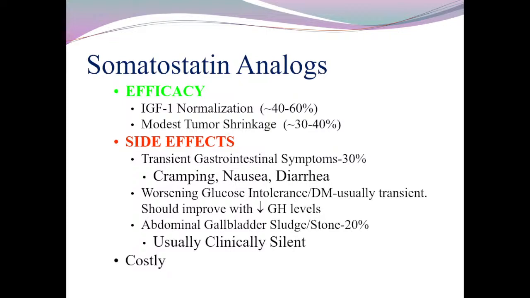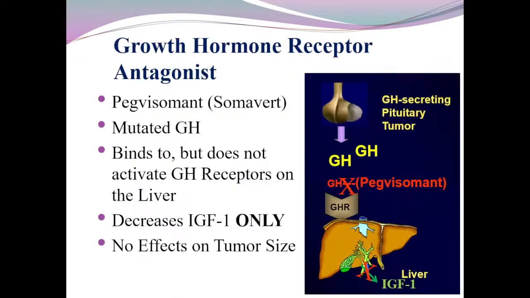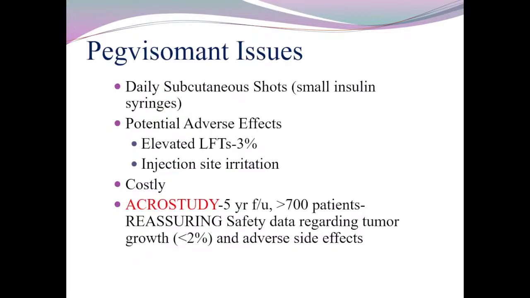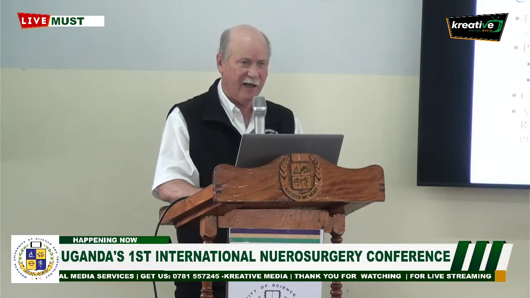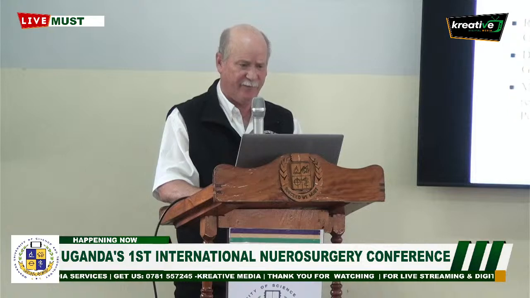Pegvisomant, which is our second line of treatment, actually blocks growth hormone at the level of the liver. So it blocks the receptor in the liver. When you treat somebody with pegvisomant, the growth hormone will remain very high, but the IGF-1 level will drop very low. Expensive drug, but very effective. It's a daily subcutaneous shot, so it's a bit difficult to take. It does have its own set of side effects, but it tends to be very safe, as shown in a 5-year study with 700 patients.